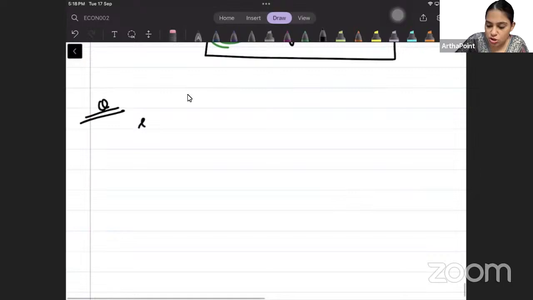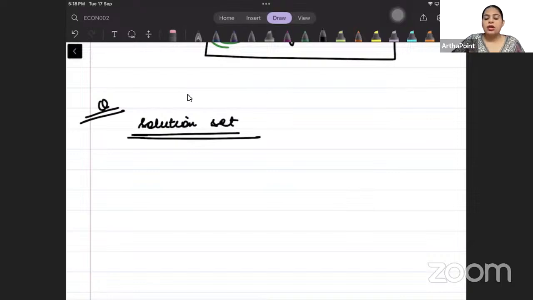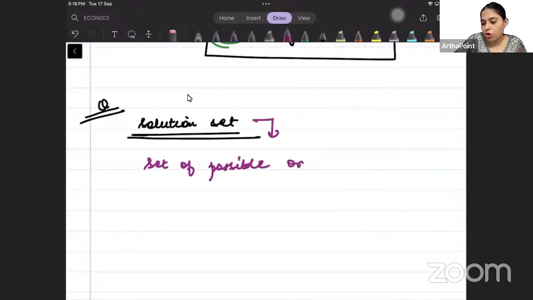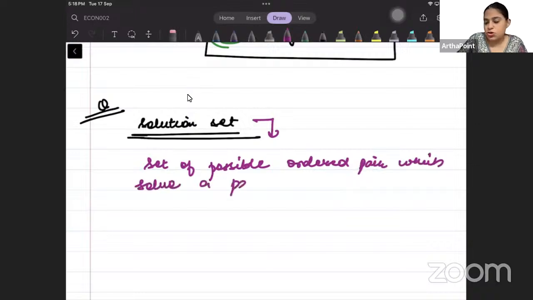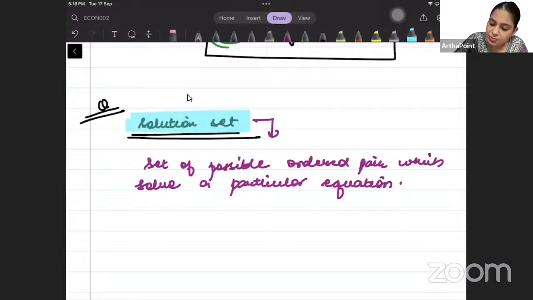अब हमें समझना है what is a solution set. A solution set is basically the set of possible ordered pairs which solve a particular equation. ऐसे ऑर्डर्ड पेयर जो एक पर्टिकुलर इक्वेशन को सॉल्व करते हैं उसको सॉल्यूशन सेट बोलते हैं. We call that a solution set. ठीक है. Example.